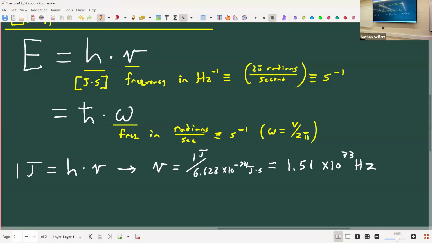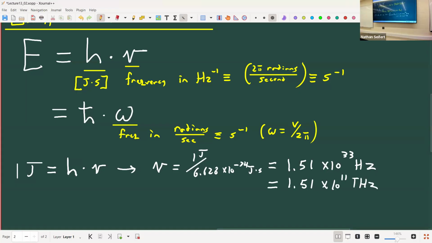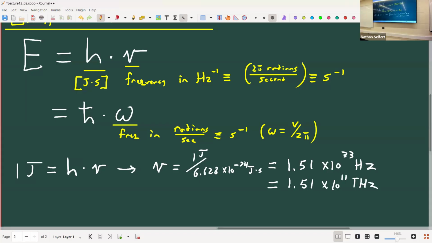I don't even know how to write this, right? If we would write this in common units, this is 1.5 times 10 to the 11 terahertz, which is just a massive number, right? There's just nothing really terrestrial relevant at the scale. So this is why joules are not useful for us. Joules are just too big of an energy unit for microscopic values.